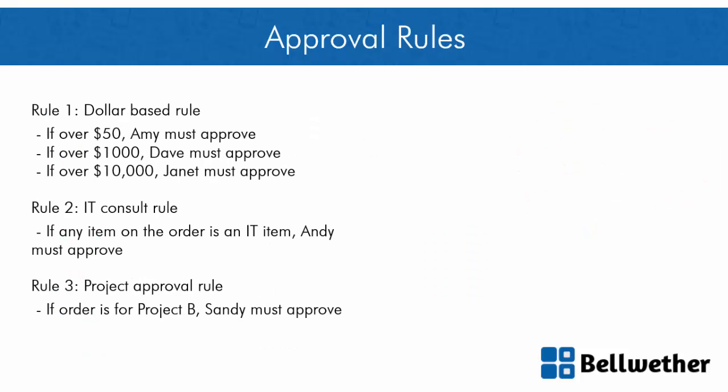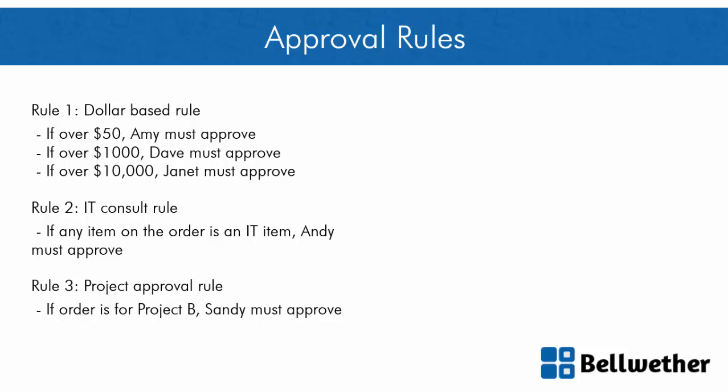We're going to run through a few scenarios of orders based on 3 approval rules. Our first rule is a dollar-based rule that has 3 levels. If the order dollar amount is over $50, Amy must approve it. If the order dollar amount is over $1,000, in addition to Amy, Dave also must approve it. And if the order is over $10,000, in addition to Amy and Dave, Janet must also approve the order before it can move to the next step in the process.